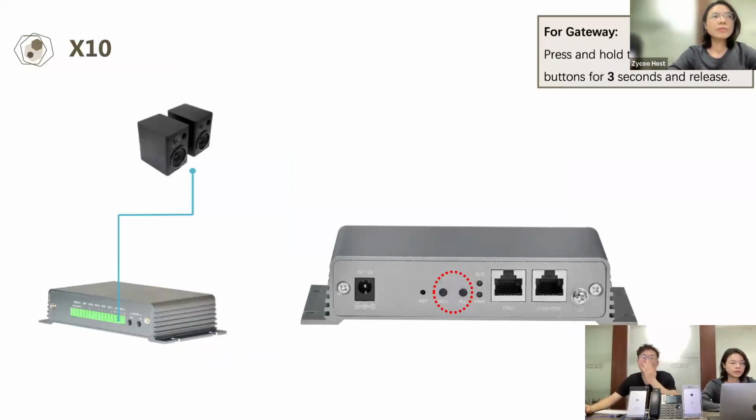It shows the X10. Before you press and hold the volume button, you need to connect an external speaker to our X10, and then you can press and hold the volume plus and volume minus buttons for 3 seconds and release them, and the IP address will be announced.